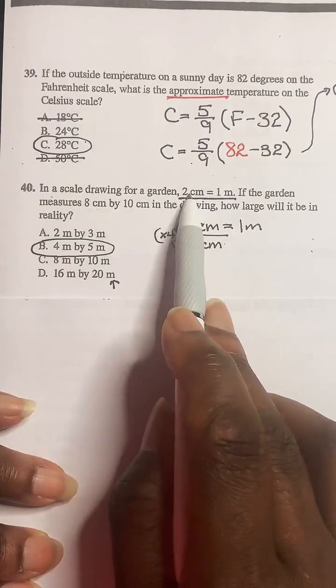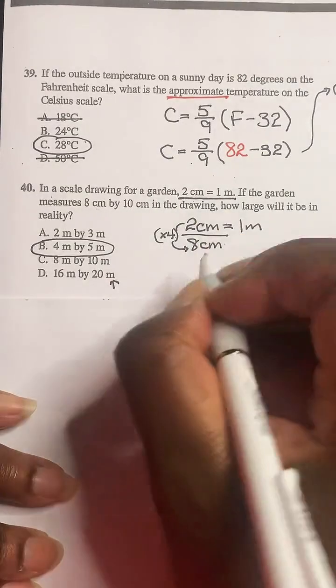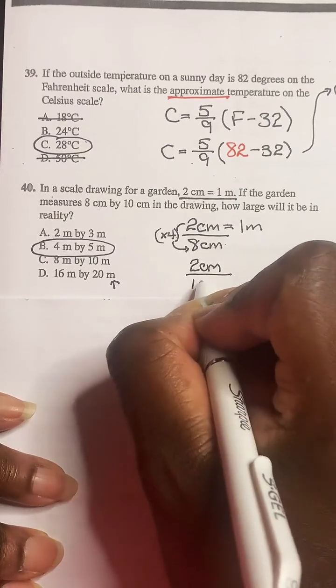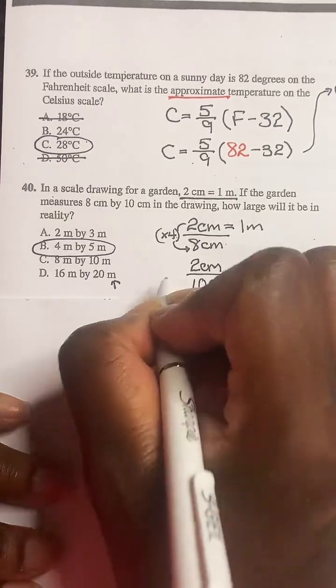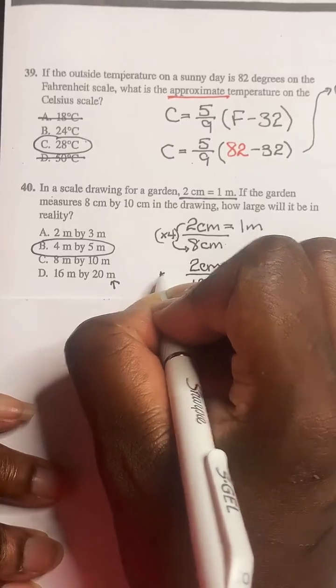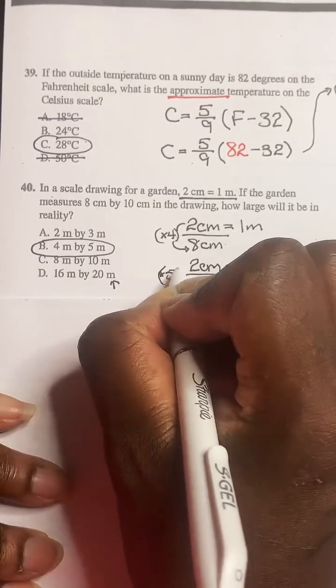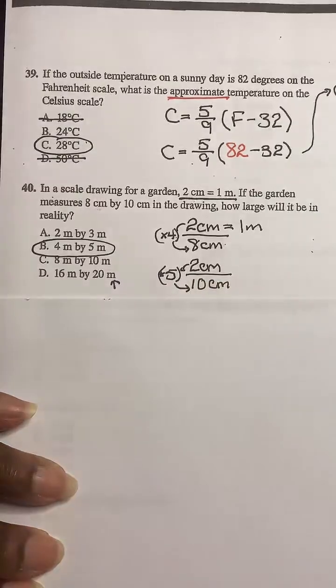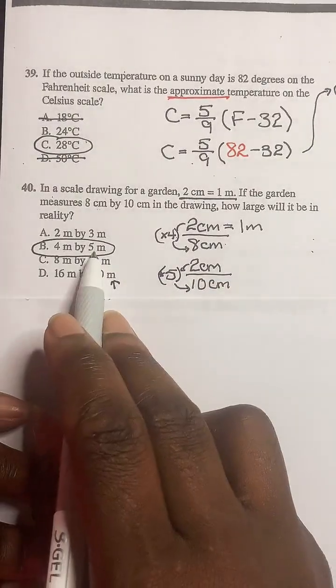How did I get from 2 to 10? I had to multiply by 5. So that's where the 5 came from.